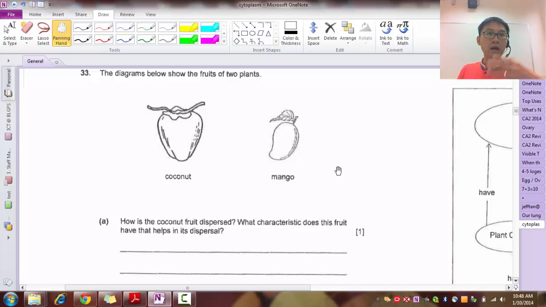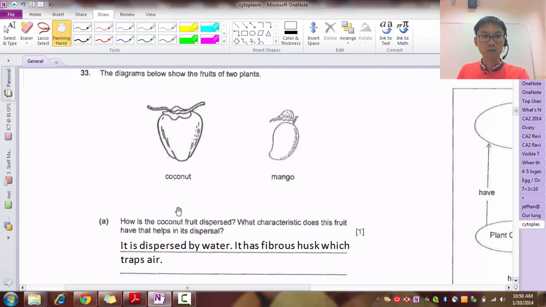Question 33, the diagram shows the fruits of two plants, coconut and mango. How is the coconut fruit dispersed, and what characteristics does this fruit have that help it in its dispersal? This you should know by now. Coconut is definitely dispersed by water. Why? Basically, it is able to float. How is it able to float? It has a fibrous husk. The fibrous husk will help to trap air, to enable it to float. So your answer should look something like that.